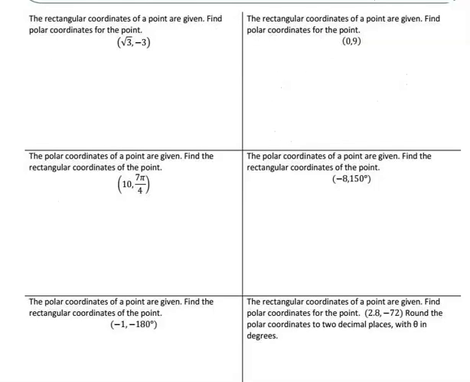So number 2 says we're given a rectangular coordinate again, and the point is 0, 9. So over 0, up 9. So we're on the y-axis up here. So let's do r first. r is the square root of x squared plus y squared, which is 0 squared plus 9 squared, which is just going to be 9. So r is 9, because that's 0 plus 81, square root of 81 is 9.